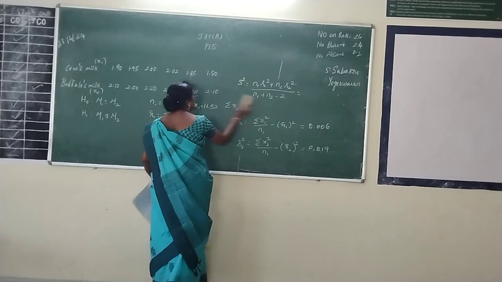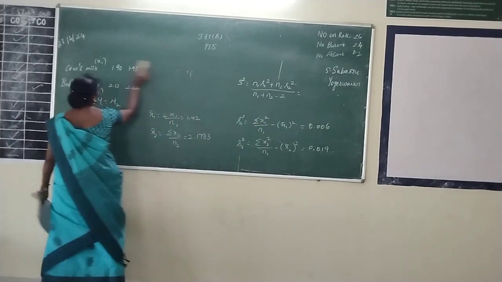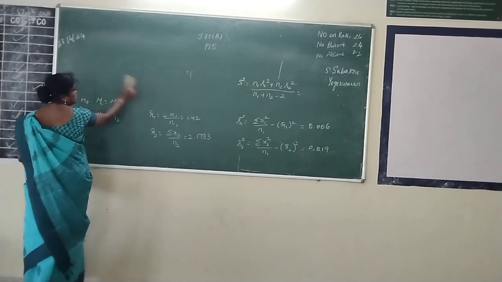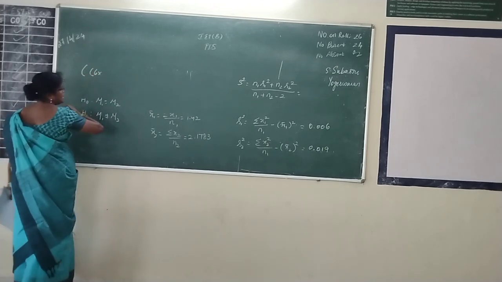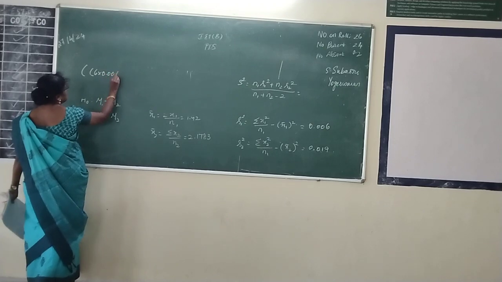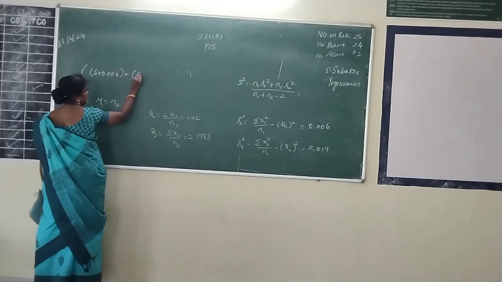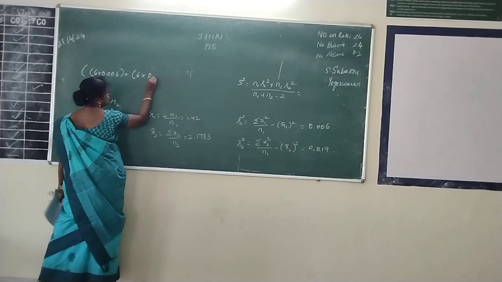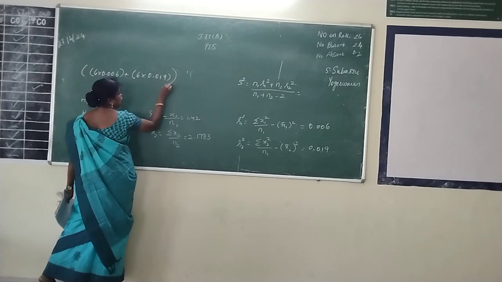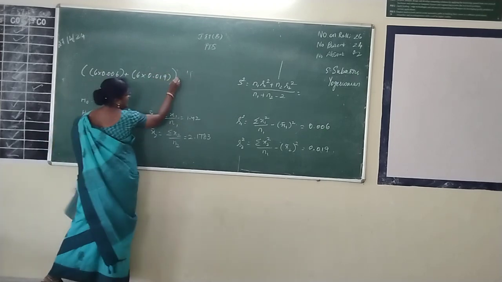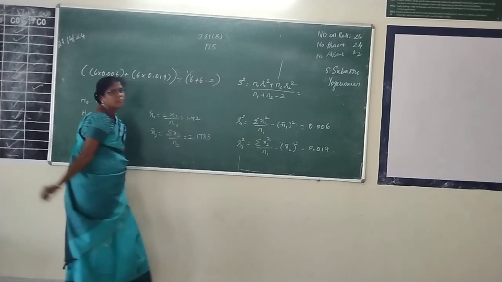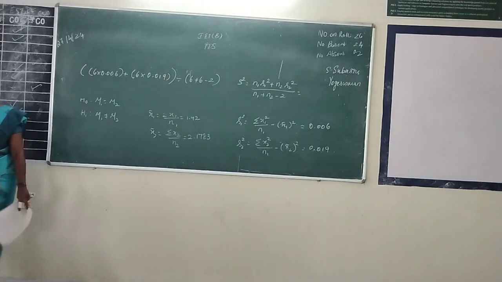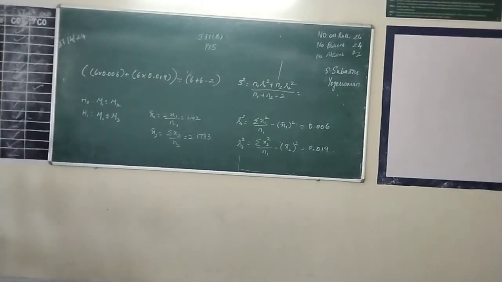Inputting the data in the calculator is the important part, and it is not being done properly. So open a bracket, again a bracket, 6 into 0.006 plus open a bracket, 6 into 0.019, close both the brackets, divided by 6 plus 6 minus 2. This is how you should input the data in the calculator. Find what is capital S square?